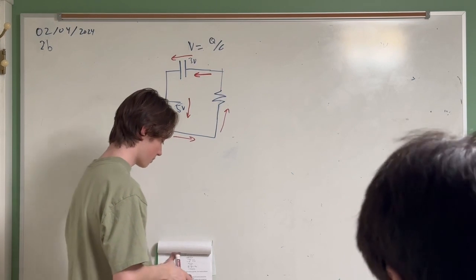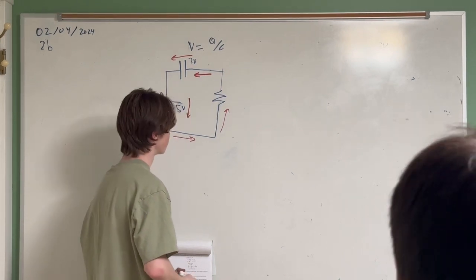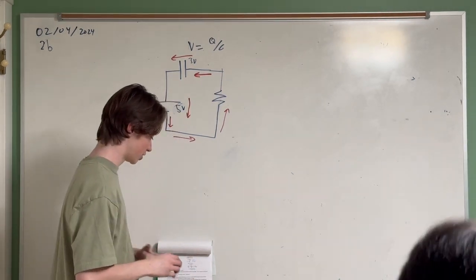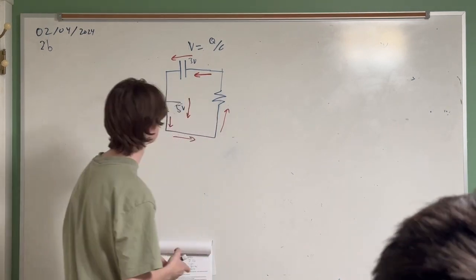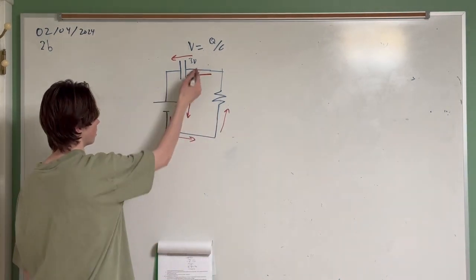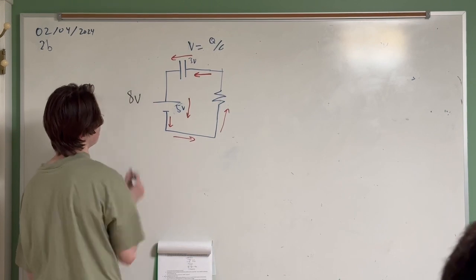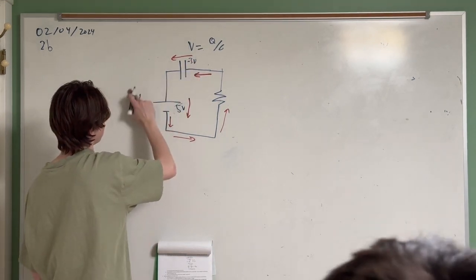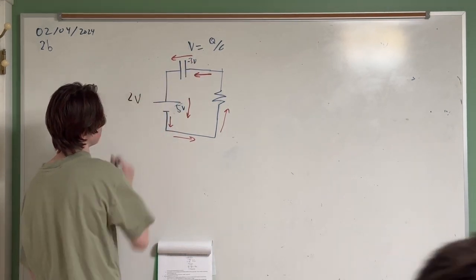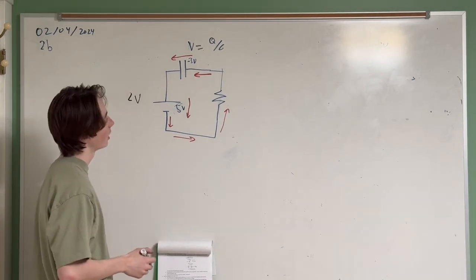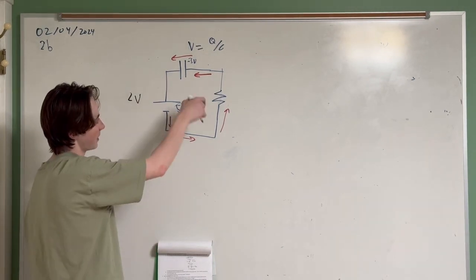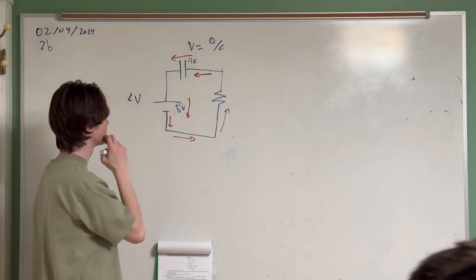We always have to sum up all of our voltage sources. The total voltage in the circuit would be 3 plus 5, which is 8 volts. If one was negative, then we would have 2 volts. Capacitors can store charge in either direction.